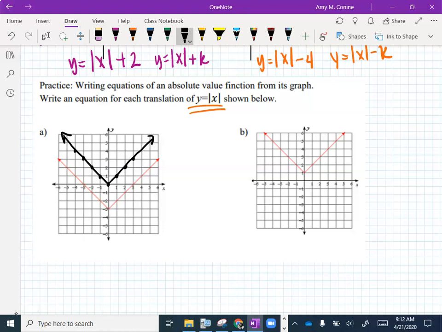to the red graph. Okay, so this graph moved down 3 units. It didn't shift left or right, it went straight down because the vertex is down here. So if we were going to write the equation for it, we could say that it's the absolute value of x minus 3 on the outside because it moved down. That's our k value. Okay, so that's what we could do for that one.